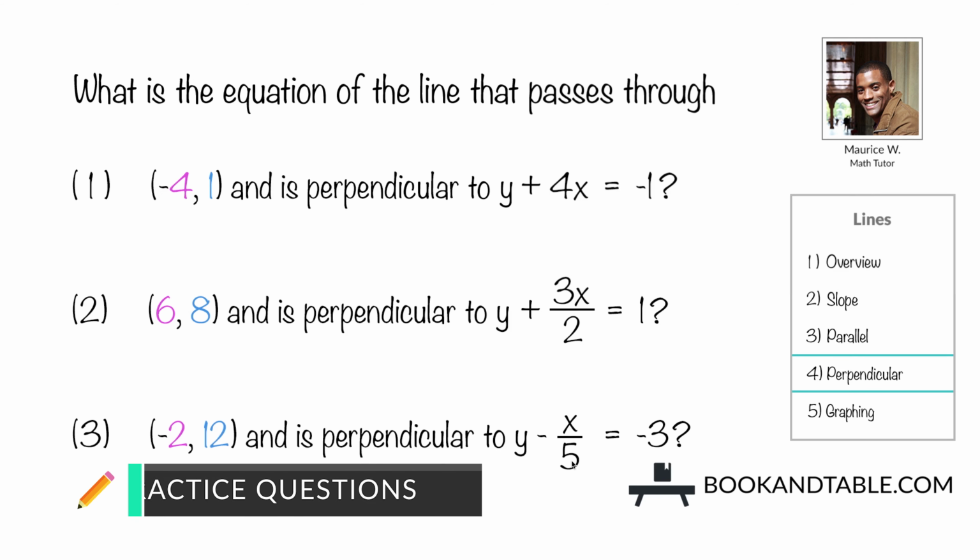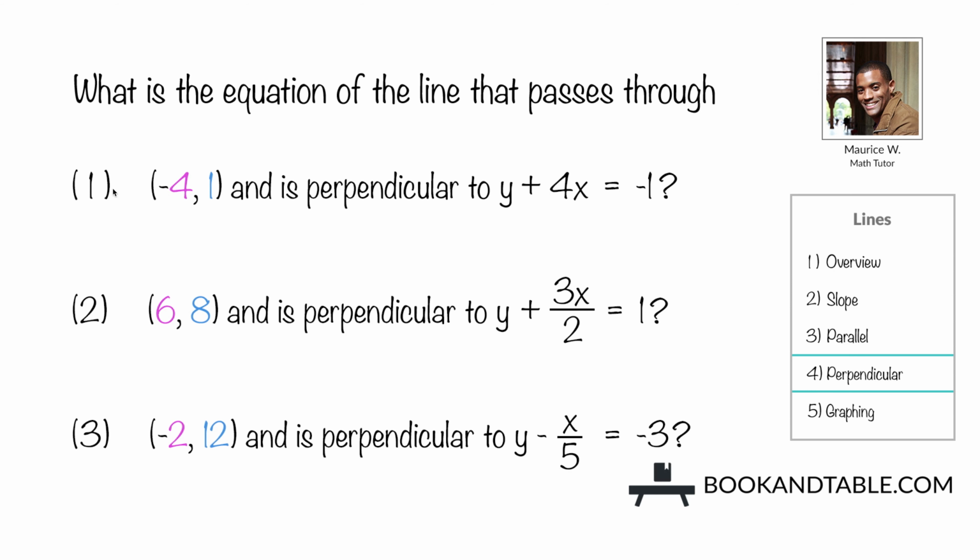Let's now have you try a few practice questions. Question number 1. What is the equation of the line that passes through -4, 1 and is perpendicular to y plus 4x is equal to -1?